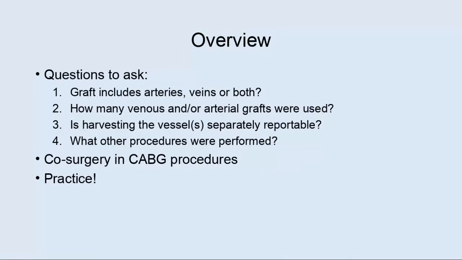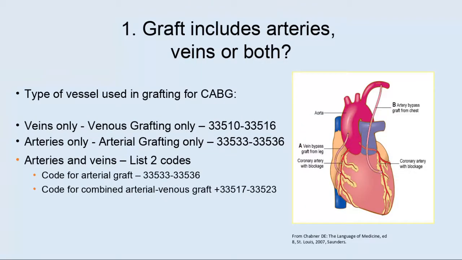So here is an overview of what I will be discussing. In order to code for a CABG, you need to ask these questions. Did the graft include arteries, veins, or both? How many veins or arteries were used? Is harvesting the vessels separately reportable? What other procedures were performed? I'm also going to talk about the guidelines for co-surgery in CABG procedures and include some practice at the end of the video.